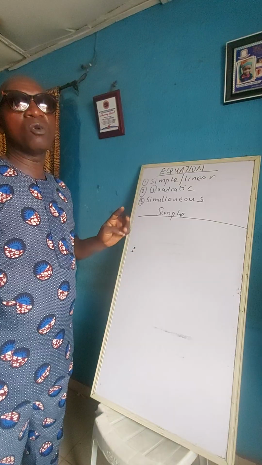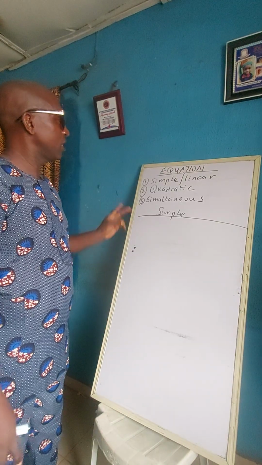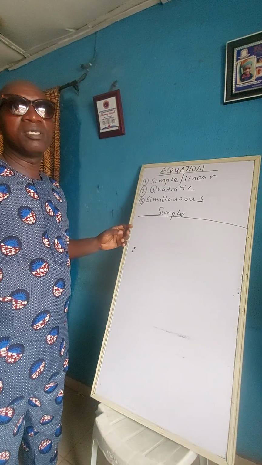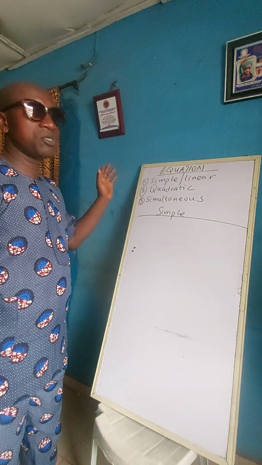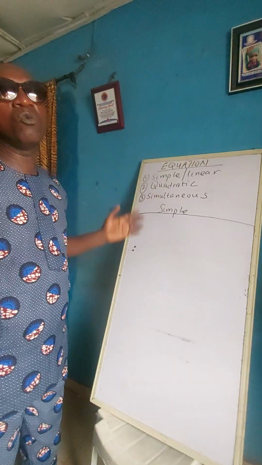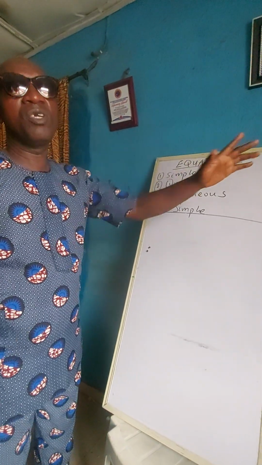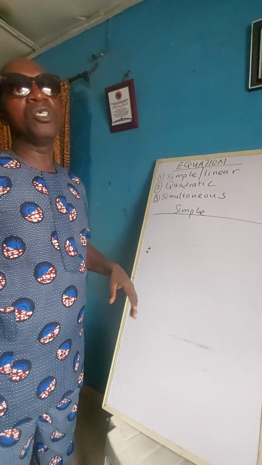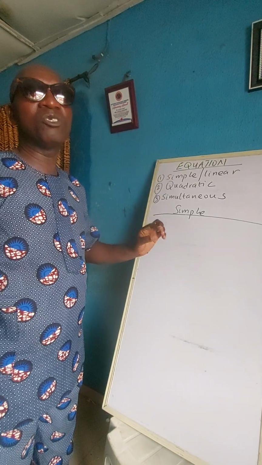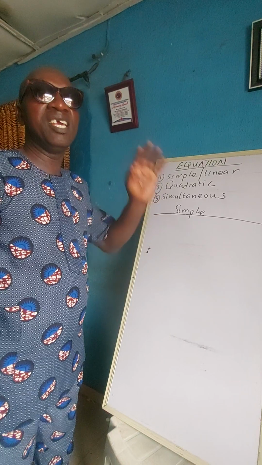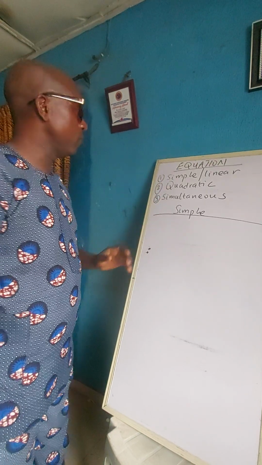First, simple linear equation. Second, quadratic equation. Third, simultaneous equation. As you can see on the board, equation types: 1, simple or linear equation; 2, quadratic equation; 3, simultaneous equation. I want to flog it one after the other so that you know that mathematics is very, very simple. Follow me.